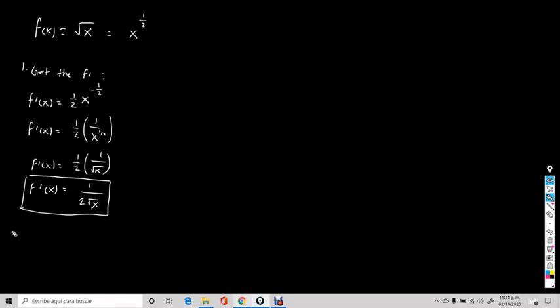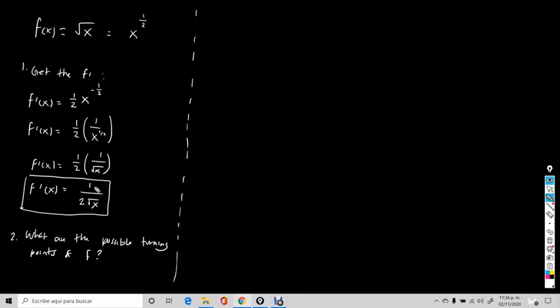Now what? Ask the question: what are the possible turning points of f? How do I answer that question? What I need to do is make the derivative equal to 0. This is my derivative. Make it equal to 0 and try to solve this equation.